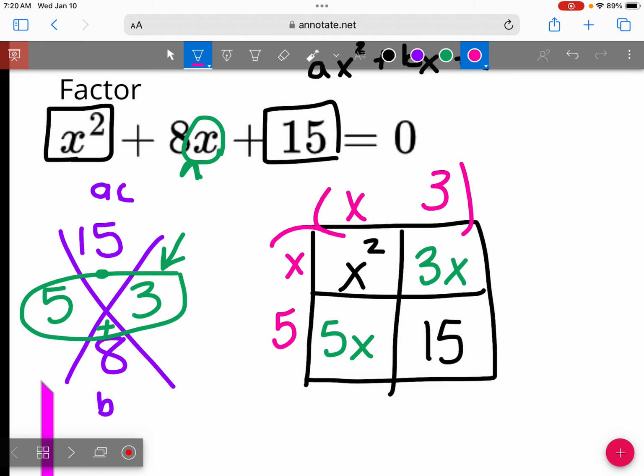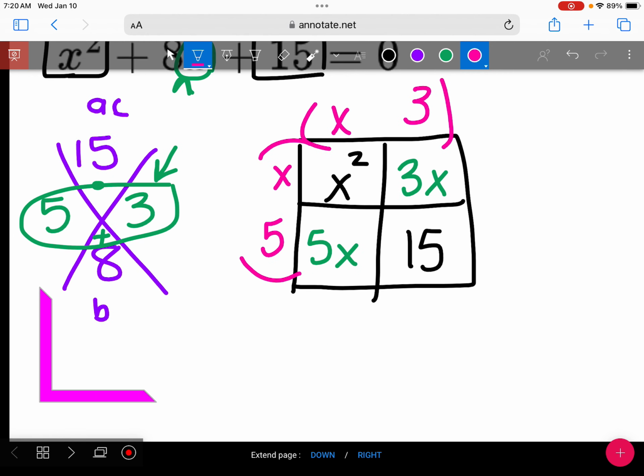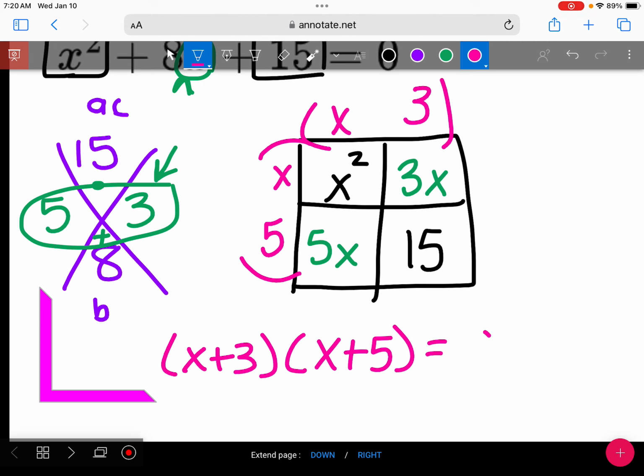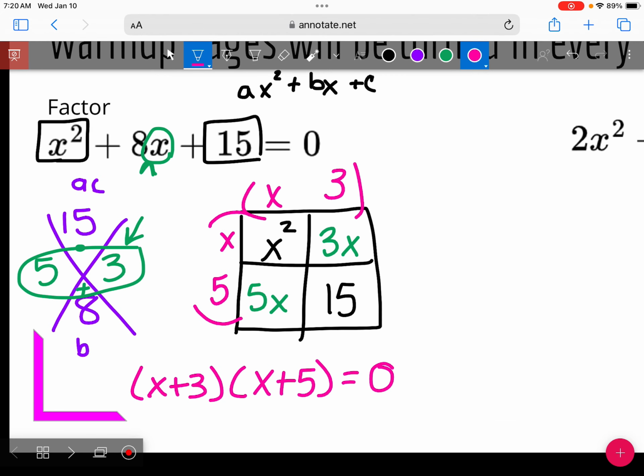This gives us our factors. So we have x plus 3 and x plus 5, and it still equals 0. They just asked us to factor, like our only instructions were to factor. So we don't need to solve and get all the way down to roots. So this is our fully factored form. This is our answer.